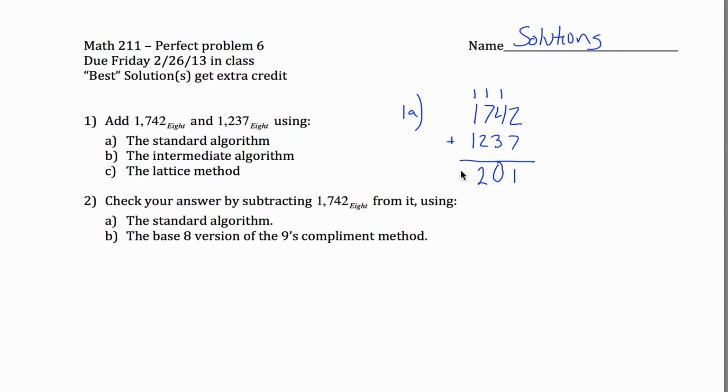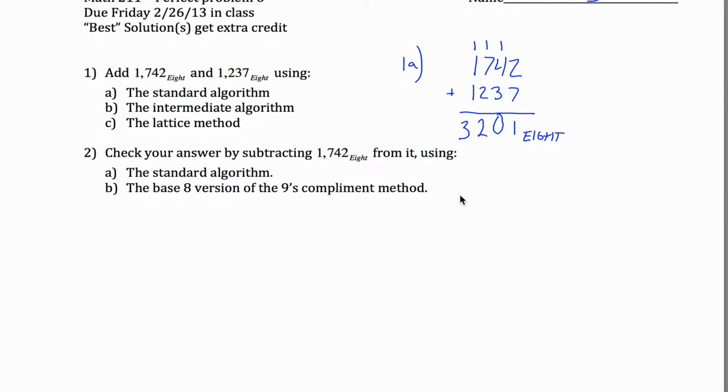And then 1, 2, 3, you get here. So what we get for our answer is this 3201, base 8. 1b, maybe I should be switching colors, but oh well, is similar. You're going to take 1742 and remember that you're in base 8 and add to that 1237, again in base 8.